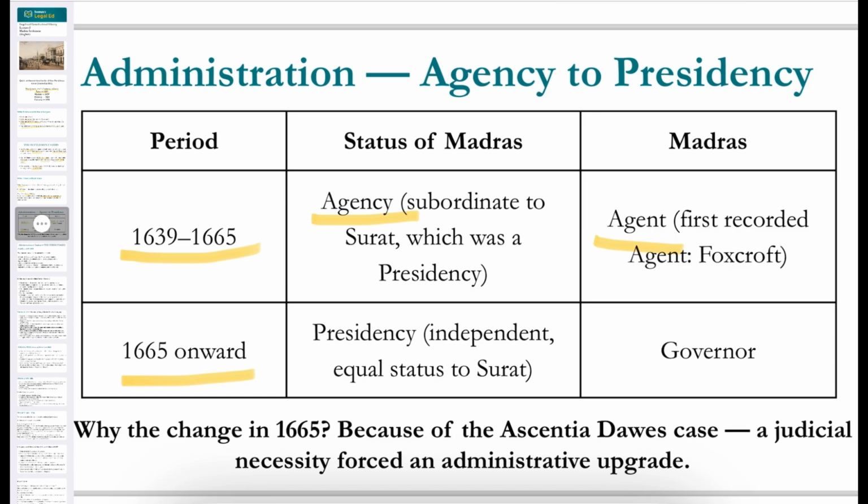From 1665 onwards, Madras was upgraded from agency status to presidency status, just like Surat. The head's title changed from agent to governor. All right. So this is how the status of Madras shifted from being an agency to being a presidency. Why this happened, we will see later.